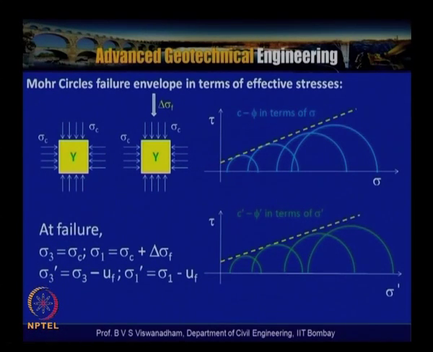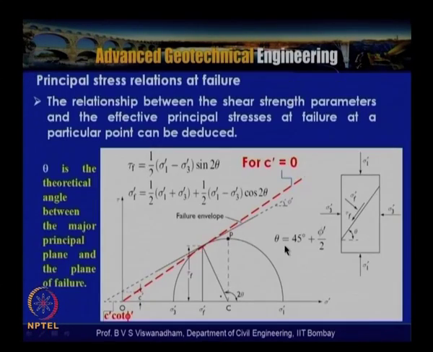But for some normally consolidated soils and sands, particularly loose sands under drained conditions, there is a possibility that c dash is equal to 0, and then the envelope passes through the origin. In terms of sigma dash, when you measure the pore water pressure and subtract it from the total stresses, you get the effective stress circles. The combination of these Mohr circles leads to the construction of a failure envelope, which is shown here.